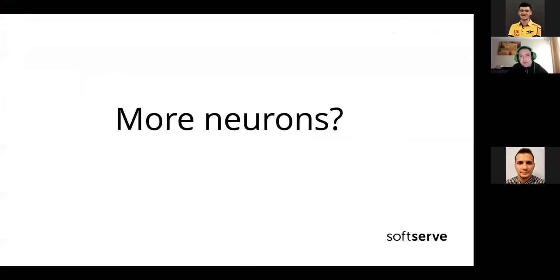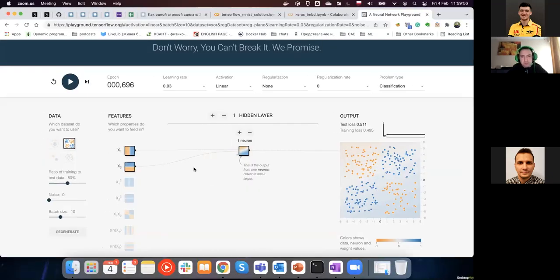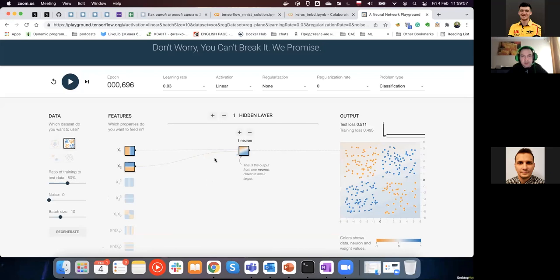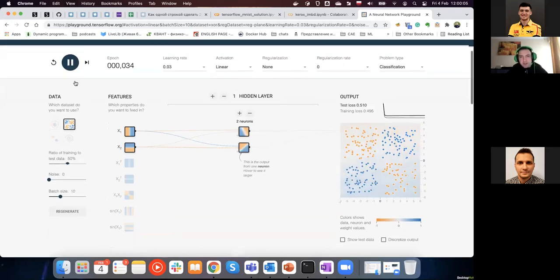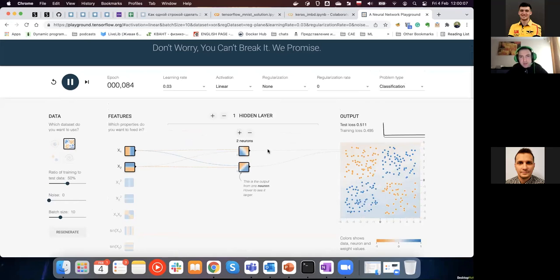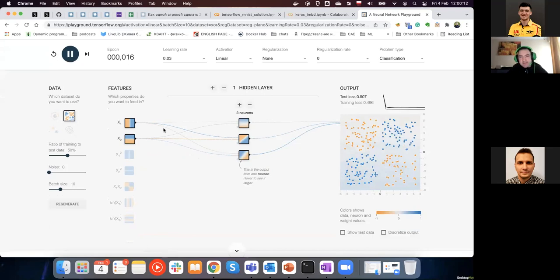How to tackle the problem? Could we add more neurons? Perhaps we could. Let us try it out. We're going to introduce maybe two neurons. Will it help? If we run training again, it doesn't work. What if we introduce three neurons? Again, this doesn't help. By the way, these three neurons compose a so-called layer.